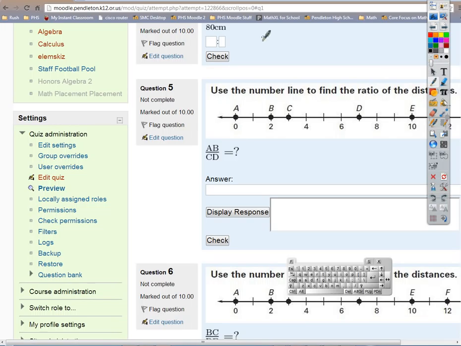So if my final answer is 5/3, can I write that as a decimal? No, I can't, because that's going to be a repeating decimal. So the answer I would have to put in here would be 5/3.